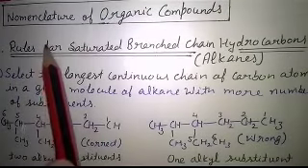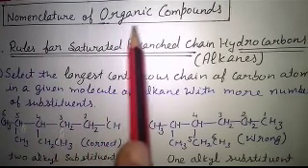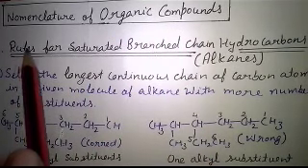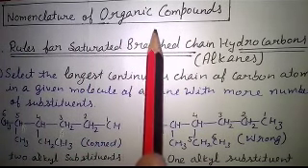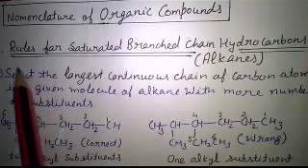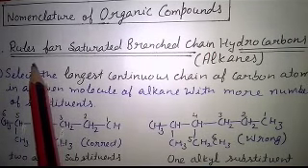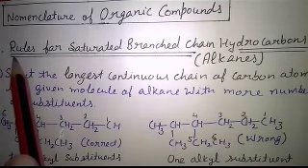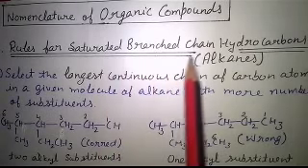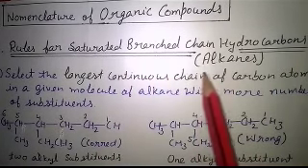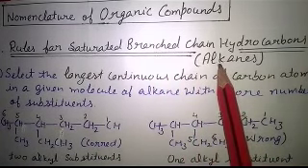Students, today our topic is nomenclature of organic compounds. In this lesson, we will learn about the naming of organic compounds. There are rules for the naming of organic compounds. The first rule is the rule for saturated branched-chain hydrocarbons. These are alkanes, in which carbon-carbon has a single bond.